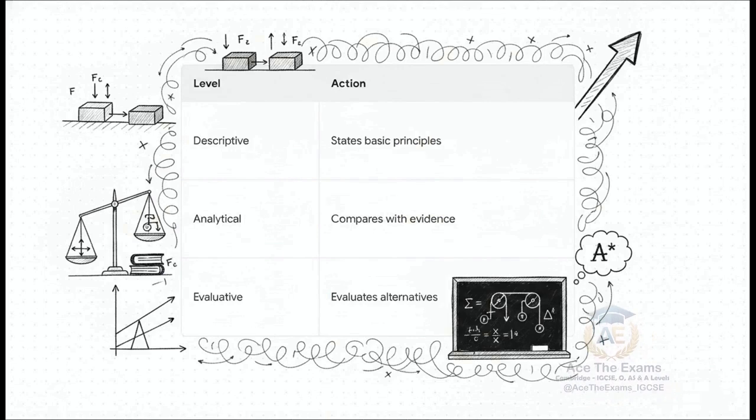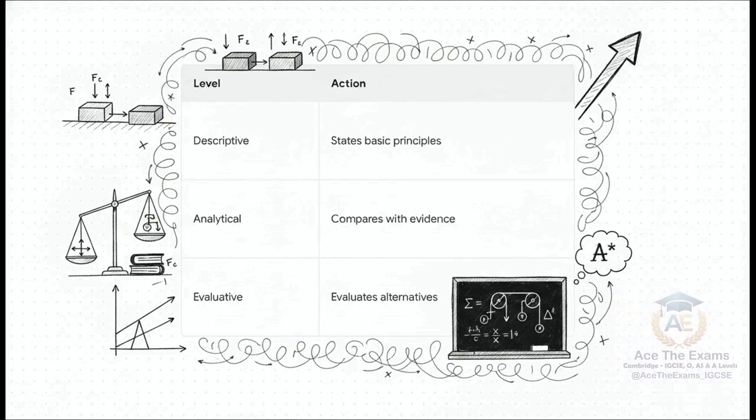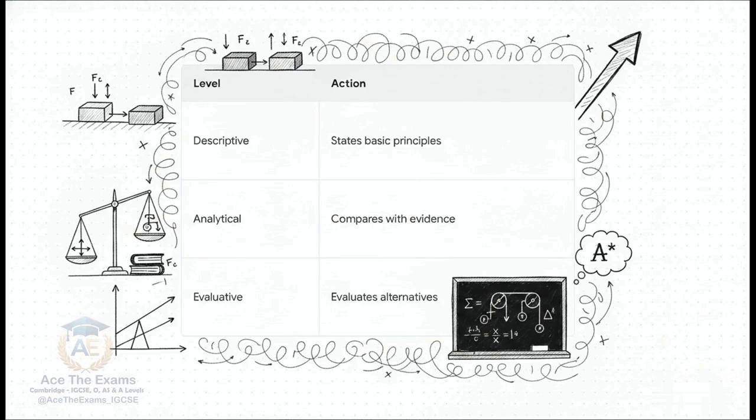A descriptive candidate at the lowest level simply states the basic principles. They'll just write down the basic forces acting on the particle. An analytical candidate goes a step further. They compare approaches and bring in evidence. But the evaluative candidate, the one getting the absolute top marks, the A star, evaluates the alternatives and actively justifies their final answers. They don't just guess. They can mathematically prove why one model is significantly more realistic than another in the specific context of connected particles.